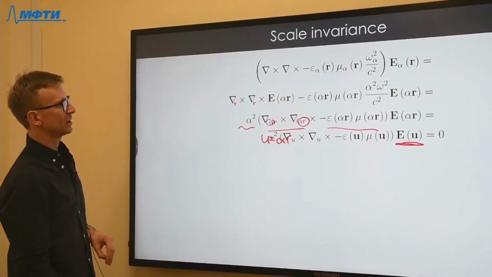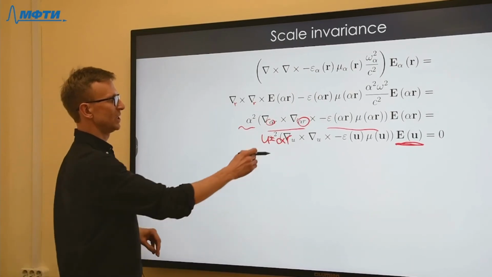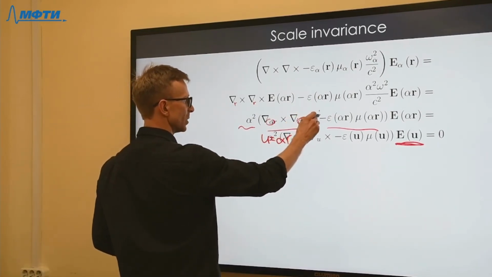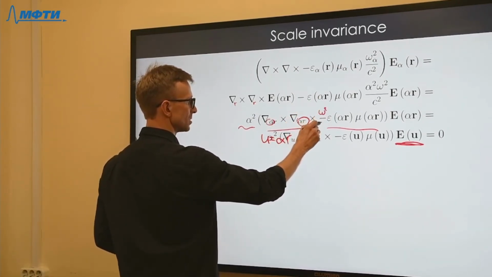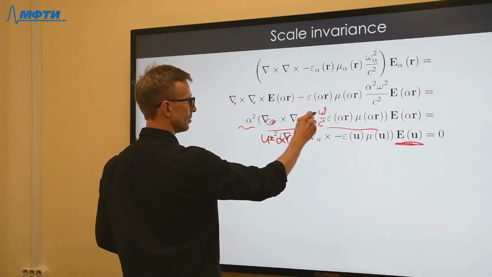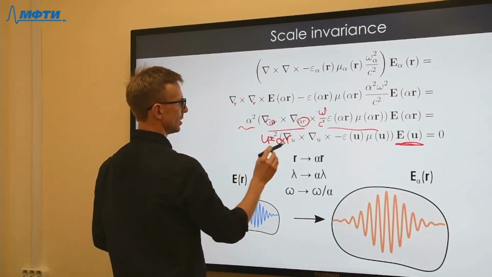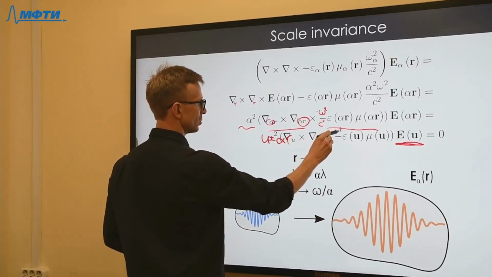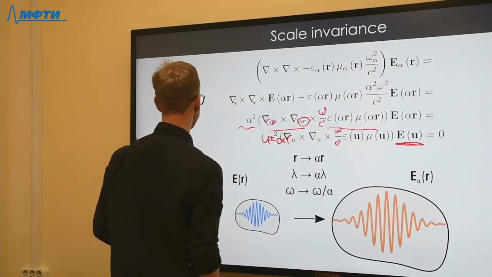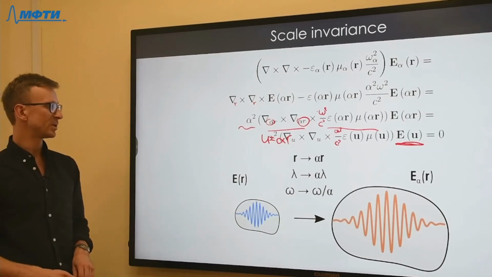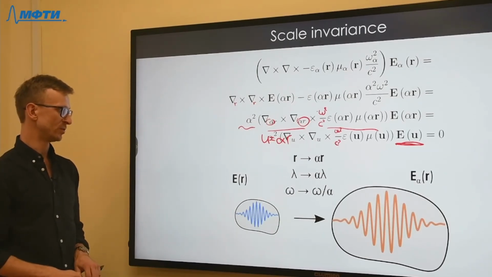And I think I forgot omega squared here, right? So this is going to be, right, and here it's omega squared over c squared. Okay, and this is a simple graphical way to visualize this scale invariance.